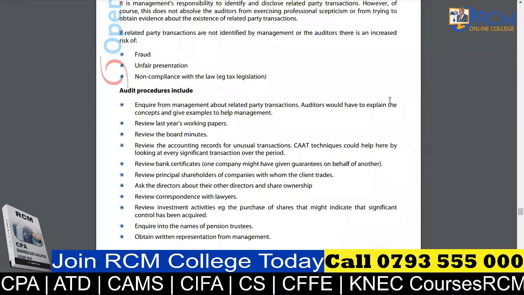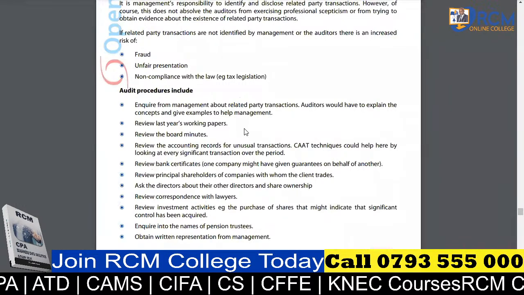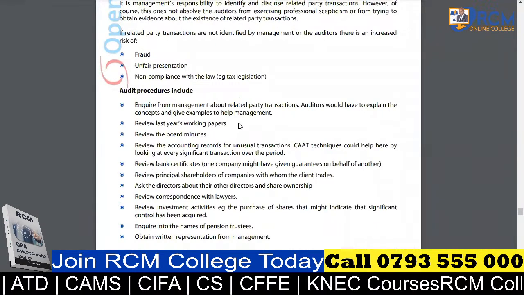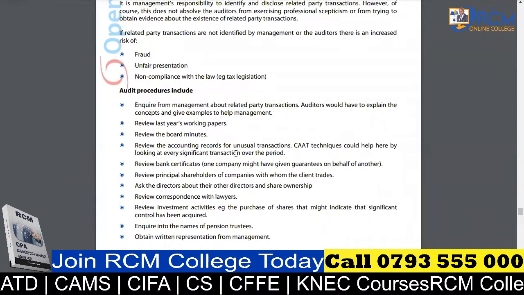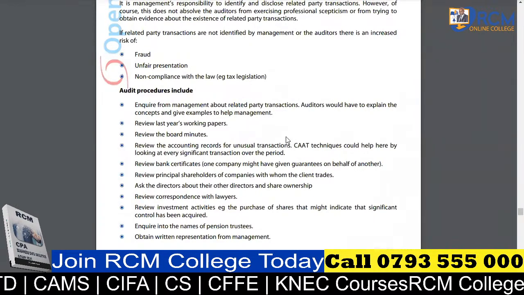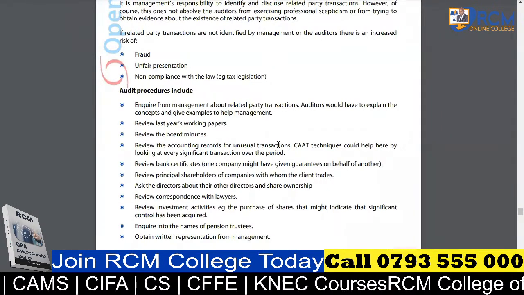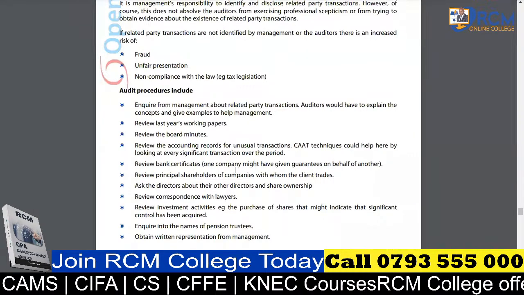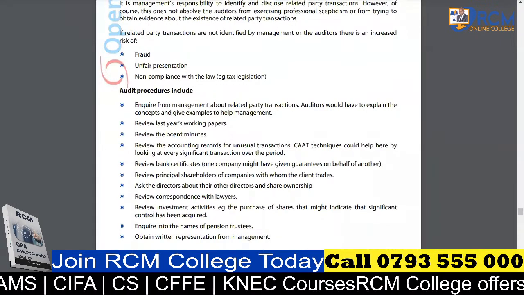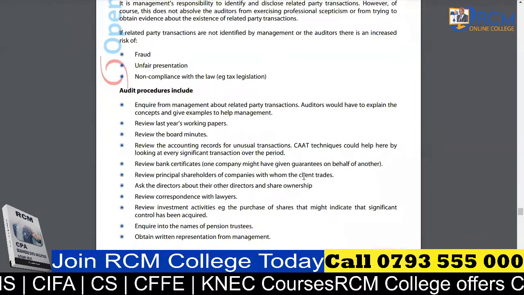Auditors would have to explain the concepts and they give examples to help management. Inquire. Review last year's working papers. Review board minutes. Review the accounting records for unusual transactions. This automatically is the analytical what here? Analytical procedures. Review the accounting records for unusual what here? Transactions. Review bank certificates. One company might have given guarantees on behalf of another, yes. So review bank certificates. Review principal shareholders of companies with whom the client trades.